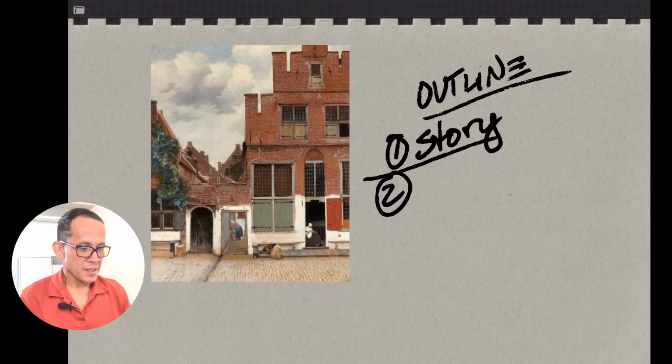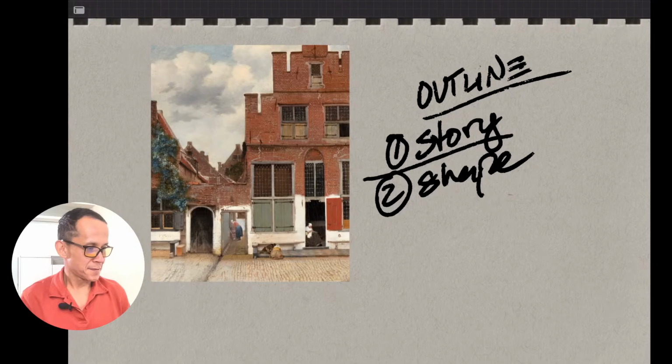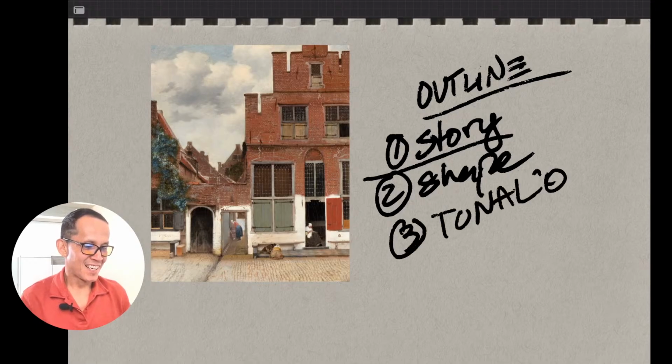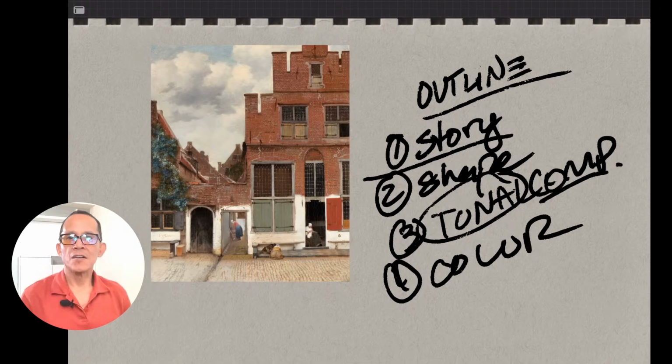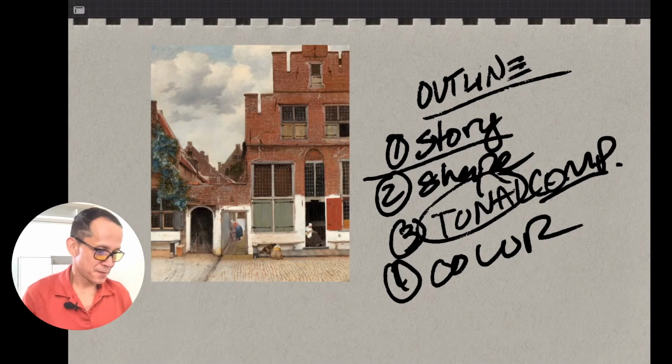And then compositionally, I'm going to break down the shape, of course, the tonal, of course. It says tonal: black and white, value. The color is brilliant, actually. At first glance, it may not be, but I'm going to show you why this has masterful color composition.